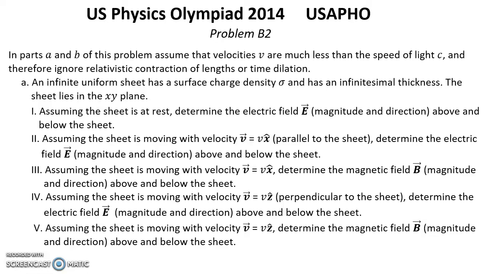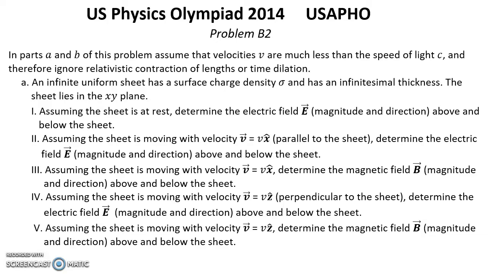Part A. An infinite uniform sheet has a surface charge density sigma and has infinitesimal thickness. The sheet lies in the xy plane. Question 1. Assuming the sheet is at rest, determine the electric field E, magnitude and direction above and below the sheet.